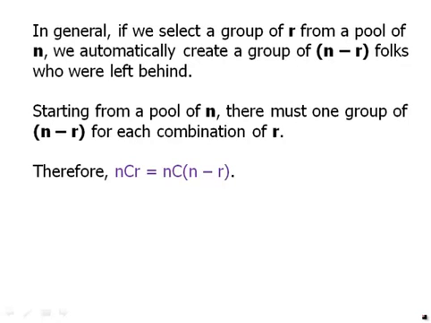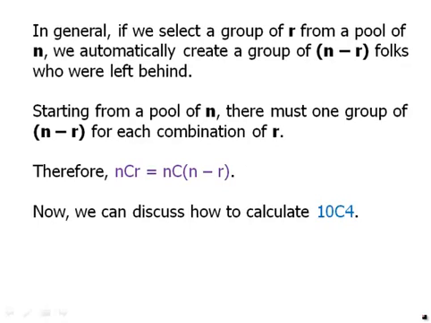Therefore, n choose r must equal n choose n minus r. That's a very important formula, and that shows a deep symmetry to these ideas of combination, these numbers that we get for combinations. Now we can discuss how to calculate 10 choose 4.